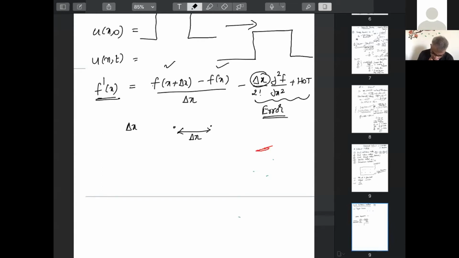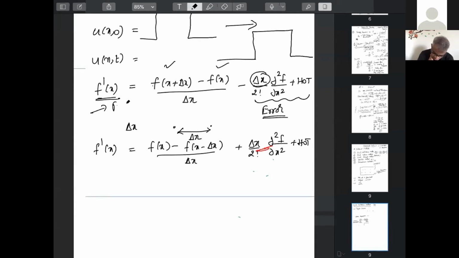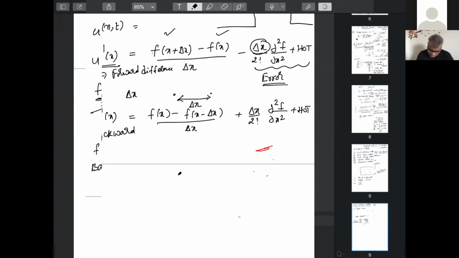The other way of looking at it, you have f prime of x as f of x minus f of x minus delta x, by delta x, plus delta x by 2 factorial, del square f by del x square plus higher order terms. So this is basically the forward difference. This is the backward difference. And if I want to reduce my error in this approximation, I would like to look at what happens if I take the difference between these two things, or use a central difference.